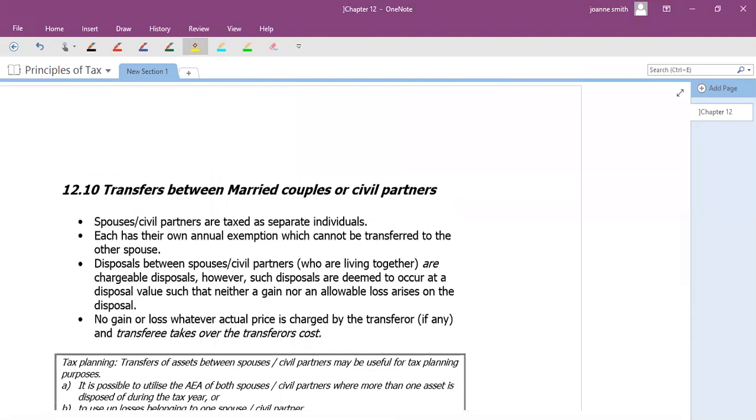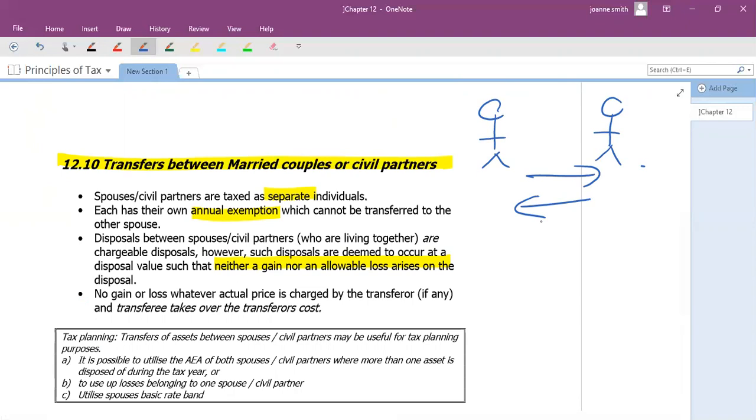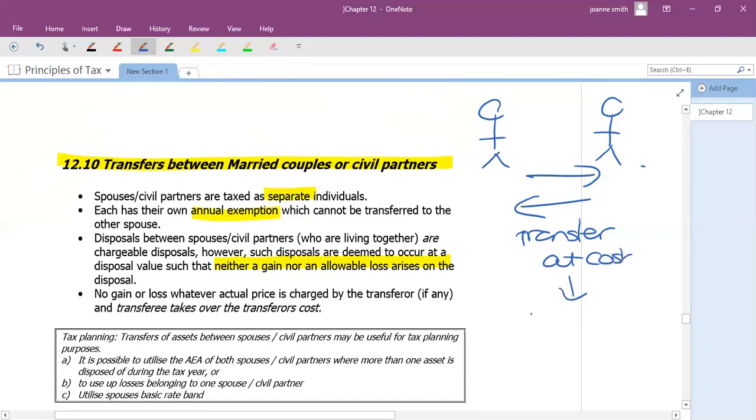And the final sort of odd thing to worry about is transfers between married couples and civil partners. Remember, they are taxed as separate individuals. They do get their own annual exemption, which they can't transfer to each other. And if they transfer anything between each other in terms of assets, neither person will get gain or loss. So if you've got your two partners here and they transfer anything across to each other on paper, it could be transferring the house or some shares or an investment property, they will just transfer at cost. All right, so no CGT will arise.